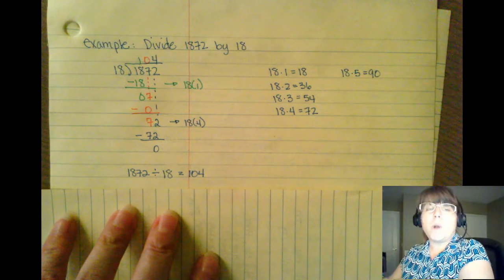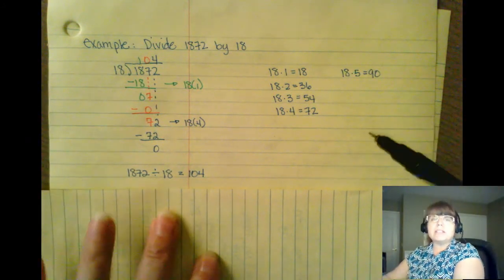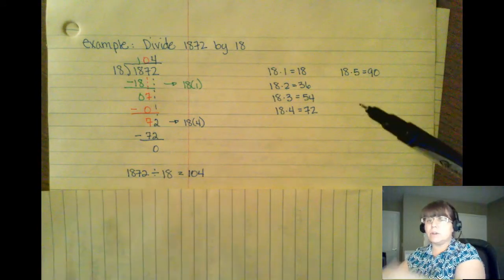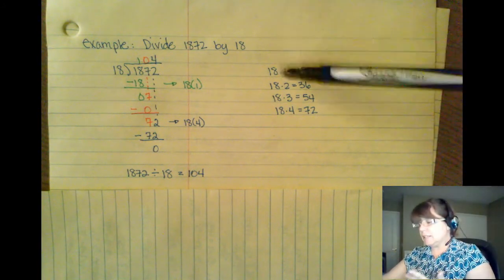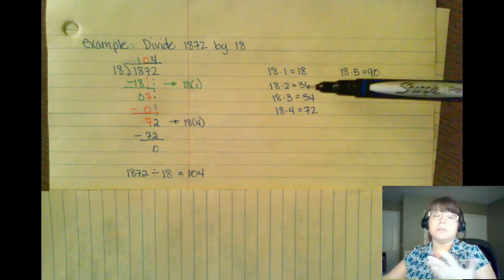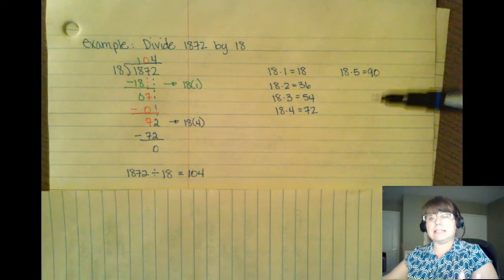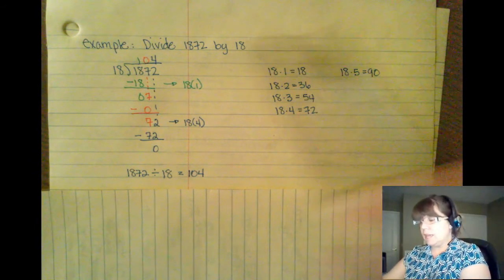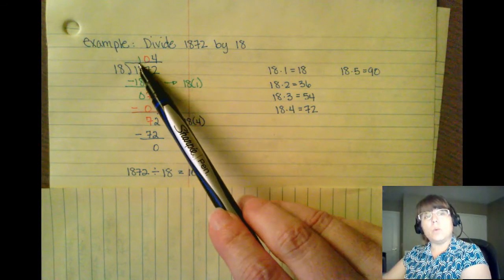Now let me try another problem. Again, the process is going to be the same thing, but what I do like is building this little table off to the side, because I don't always know my times tables for the 18 or the 35. So 18 times 1 is 18, 18 times 2 is 36, and so on. And I kind of go until I think I need to stop, and then I might have to continue later on. But let's go with 18 goes into 18 one time.